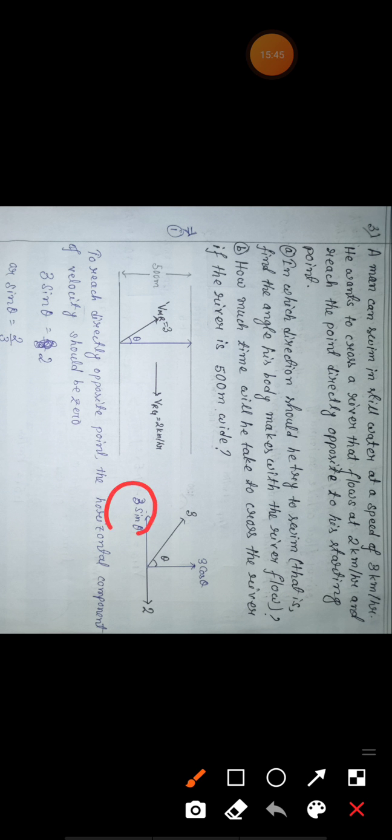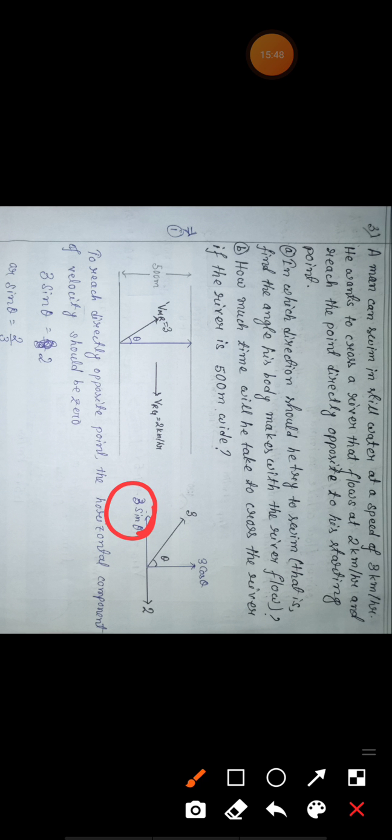So first we have to find the direction in which he should swim, that is, the angle his body makes with the river. So we have to find this angle first. So first we will break this velocity of the man into component form. Velocity of the man is 3, so we can break it into two components, 3 cos theta and 3 sin theta. Since this is theta, the upper part will be 3 cos theta, and the lower part will be 3 sin theta.